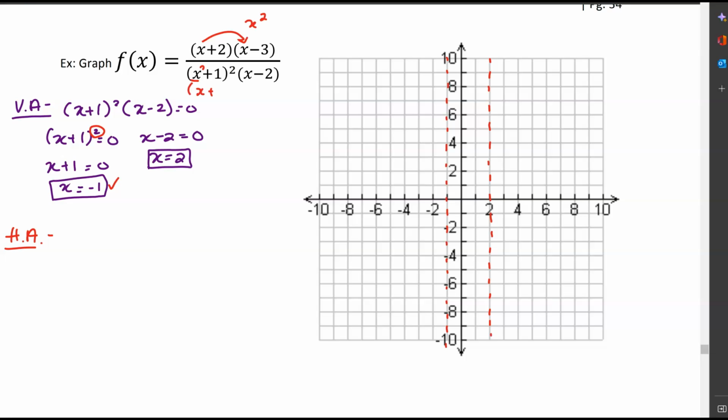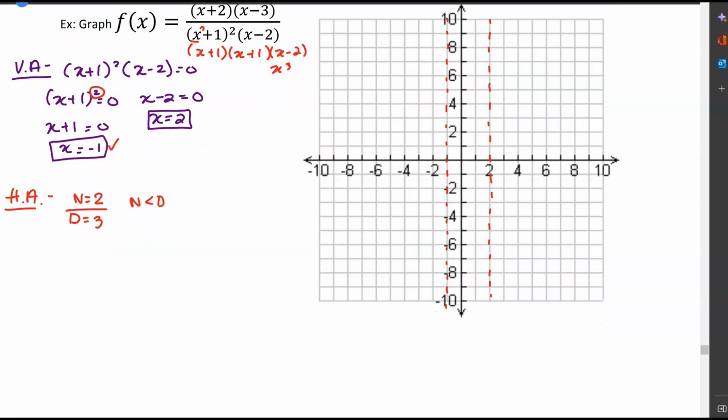In the denominator, I have x plus 1 times x plus 1 times x minus 2. Once I multiply this out, I hope everybody can see that I'm going to end up with an x cubed. So in my numerator, my degree is 2. In my denominator, my degree is 3. So the degree of the numerator is less than the degree of the denominator.